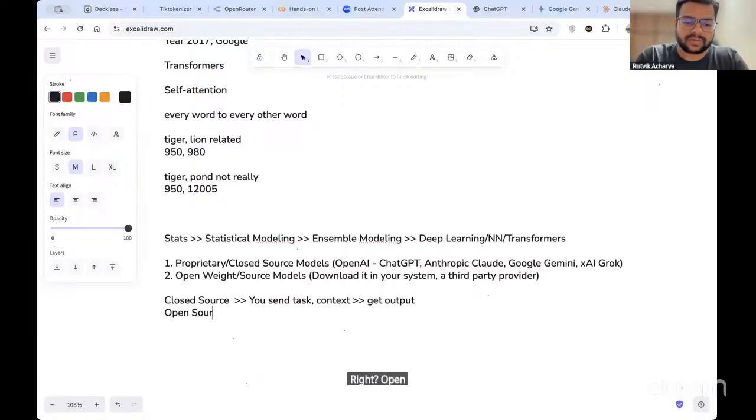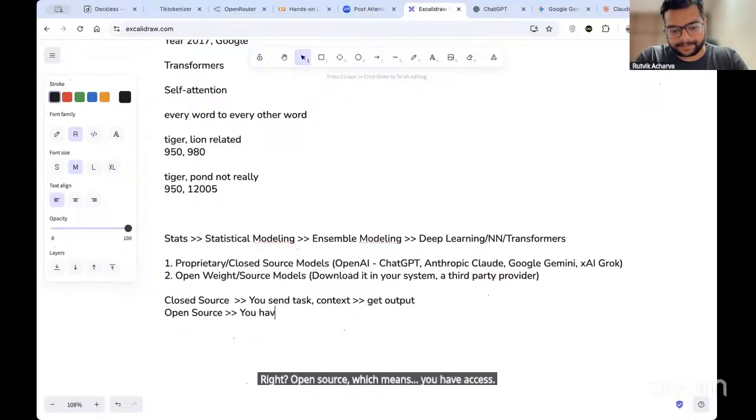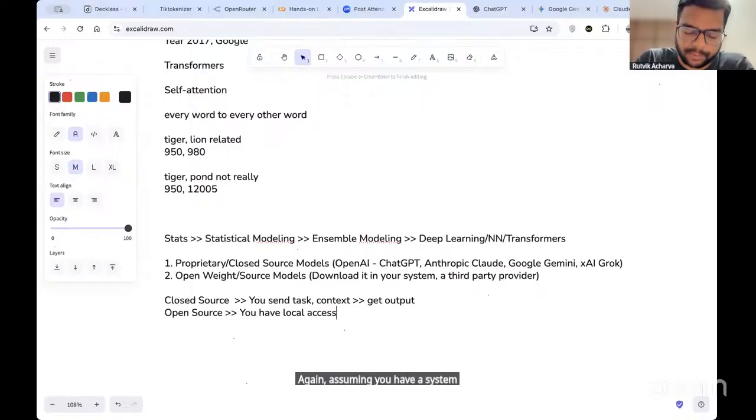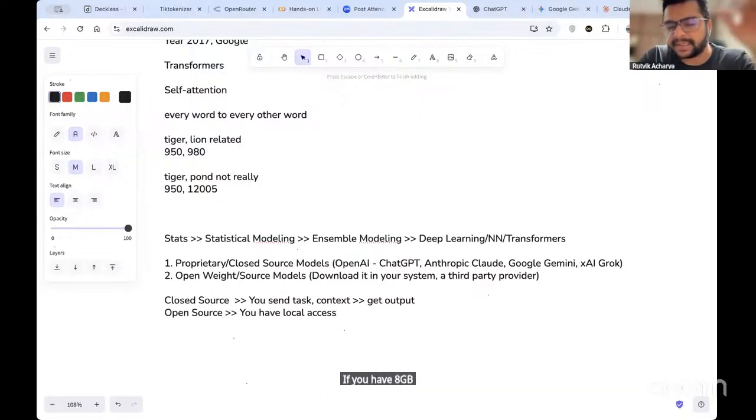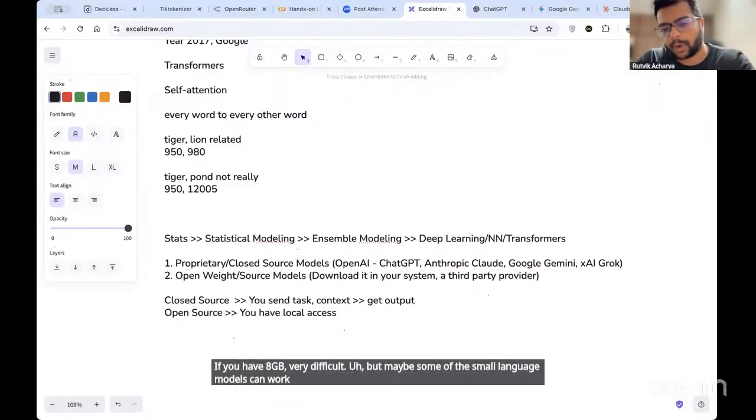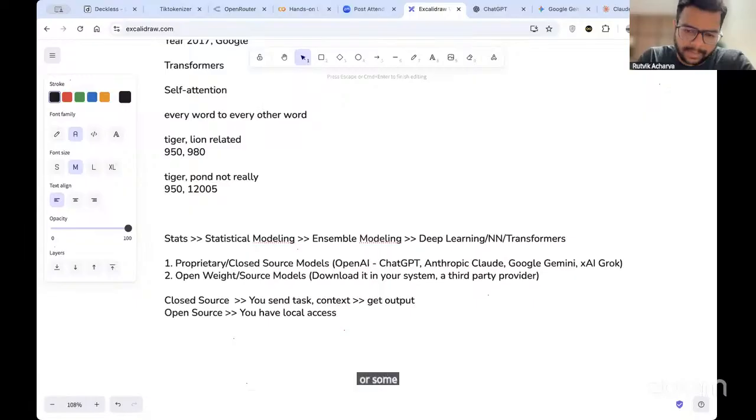Open source, which means you have access, again, assuming you have a system that is powerful enough. If you have a 4 GB laptop, likely none of the models would run on your system. If you have 8 GB, very difficult. But maybe some of the small language models can work, like SmolLM or some of the smaller Llama models, some of the small Qwen models, and so on.